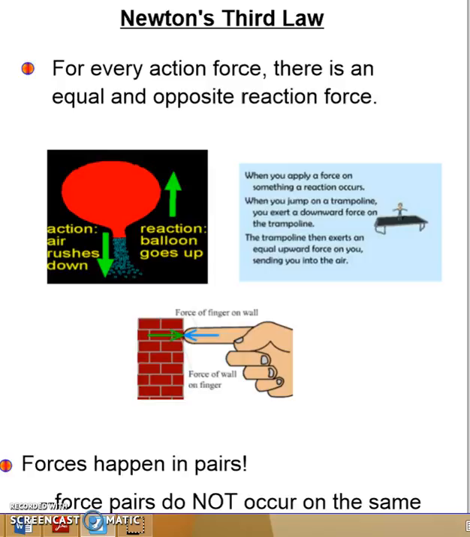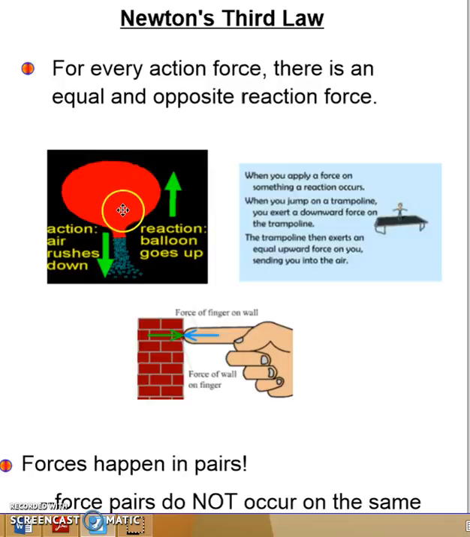We learned that Newton's first law states that an object will maintain its state of motion unless acted on by an outside force. Newton's second law told us that bigger objects need more force to accelerate in the same way as smaller objects do. And Newton's third law states that for every action force there is an equal and opposite reaction force. So examples of these action and reaction force pairs are all around us.